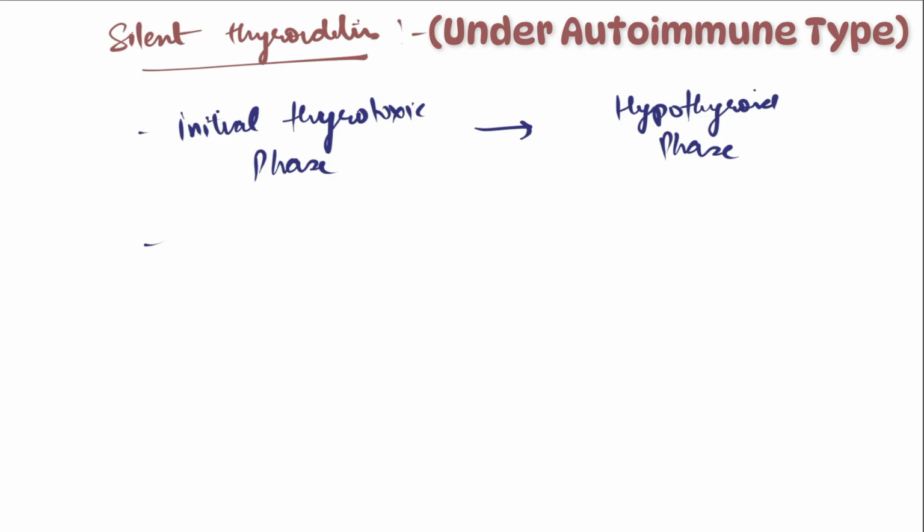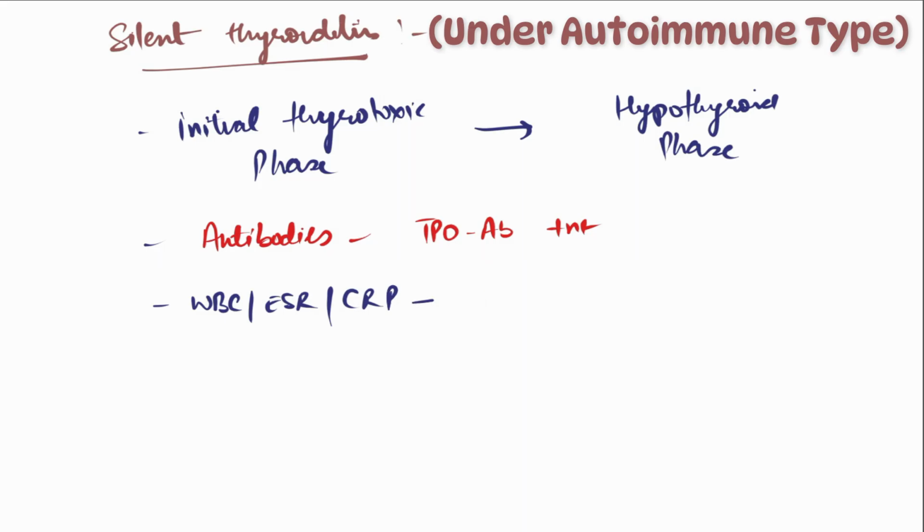The similar features that we discussed in the previous types apply; the antibodies may be present, that is anti-TPO antibodies. The WBC, ESR and CRP are normal.